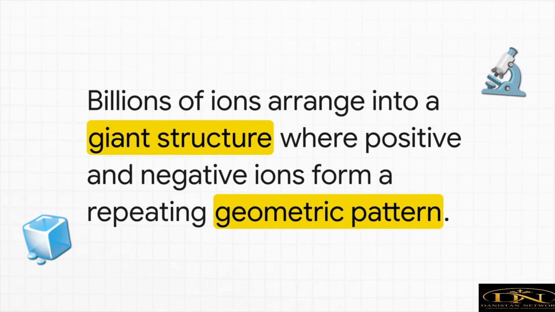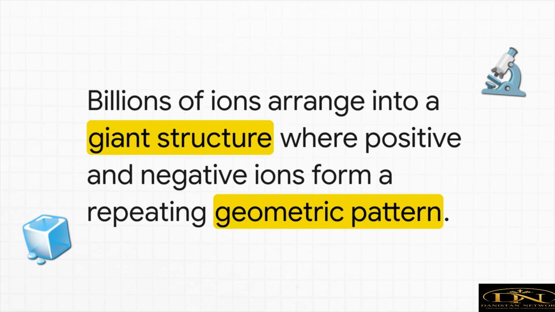Now, let's zoom out and see how this builds into the physical world. You see, you don't just get one single sodium ion bonding to one single chloride ion. That's not how it works. In reality, billions of these positive and negative ions arrange themselves into a giant, macroscopic, three-dimensional structure known as an ionic crystal lattice. Every single positive ion is entirely surrounded by multiple negative ions, and vice versa.